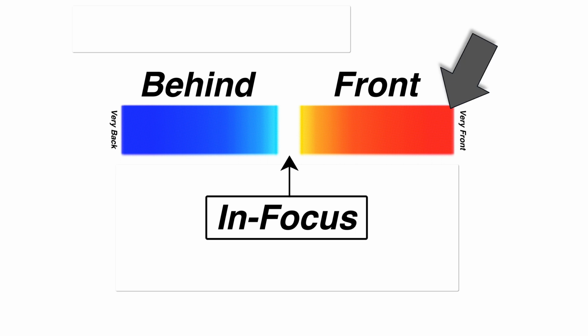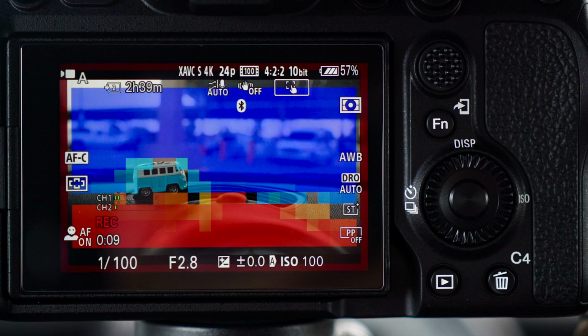Basically, here's something in the very front, here's something close to the front, here's what's in focus, here's something close to the back, and here's something in the very back. Think of it this way: each shade of color is one layer, and there's a bunch of layers in front of each other with an in-focus layer somewhere in between. Could be in the front, somewhere in between, or in the back.